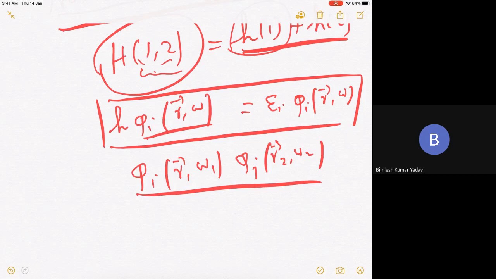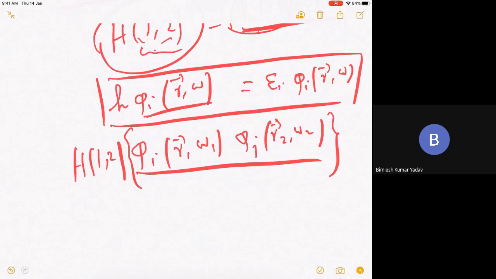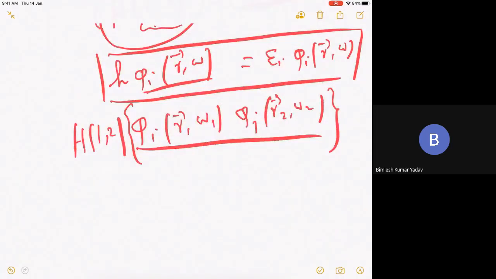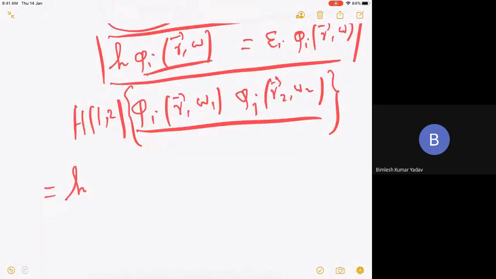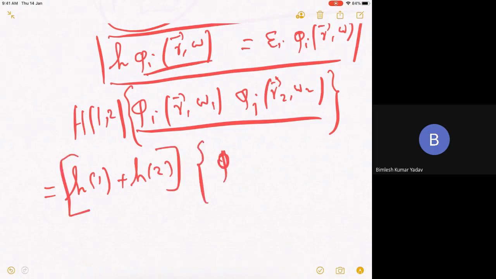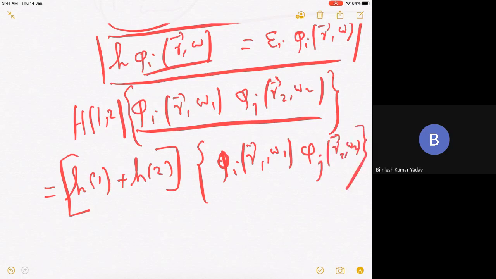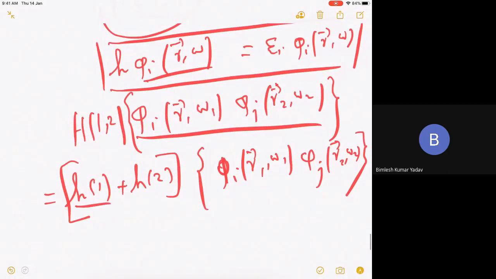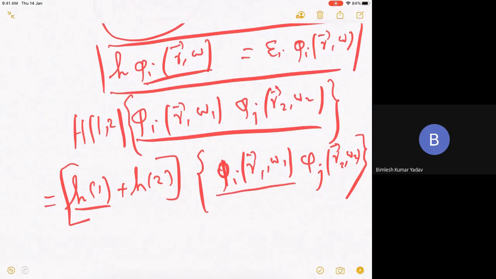But let's take a simple product and allow h(1,2) to act on this. I have taken one of the functions as phi_i, one of the functions as phi_j. Whether i is equal to j or i is not equal to j, we'll see later. So this can now be written as h(1) plus h(2) acting on phi_i(r1, omega1) phi_j(r2, omega2). And now I will allow h1 to act. h1 obviously will act only on this because this has the coordinates of 1. It cannot act on r2, omega2. For h(1), this will actually be a constant.